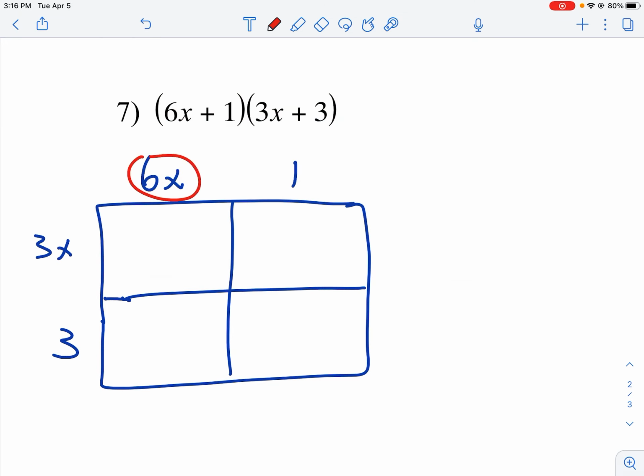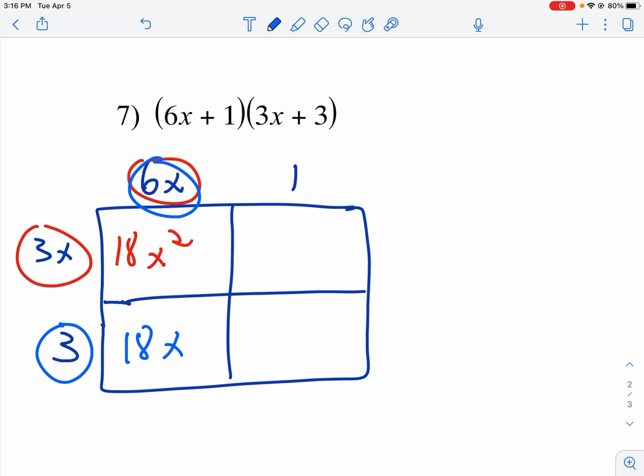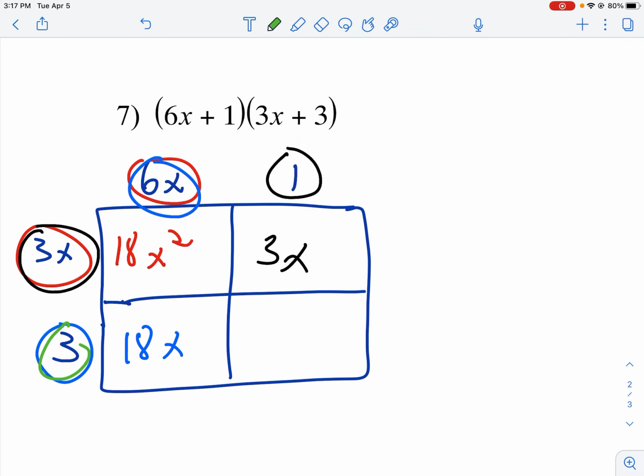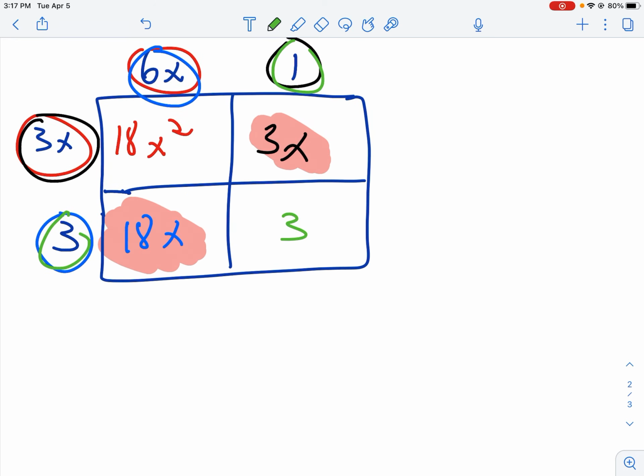So if I want to work top left, 6x times 3x is 18x squared. Bottom left, 3 times 6x is 18x. Top right, 1 times 3x is simply just 3x. And lastly, 3 times 1 is simply just 3. And again, because of the way I set this up, my only like terms are on the top right, bottom left. Nevertheless, I just double check.